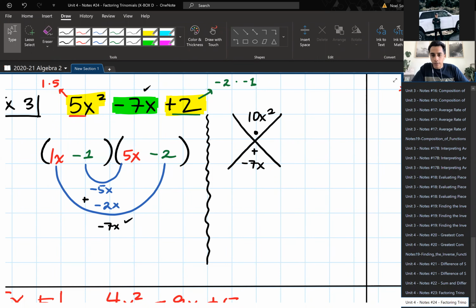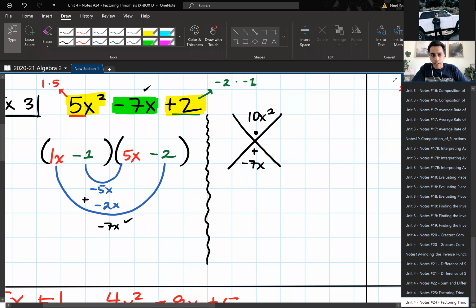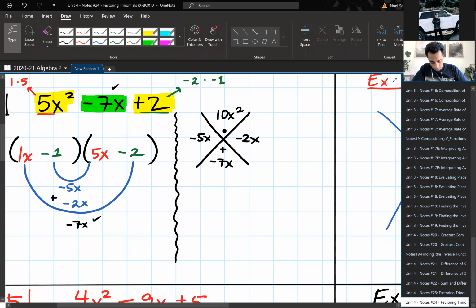So what two factors could multiply to be 10x squared, but also add up to be negative 7x? Yeah, there you go, right? It would be a negative 5x and then negative 2x. Okay, so now we can then draw our box.